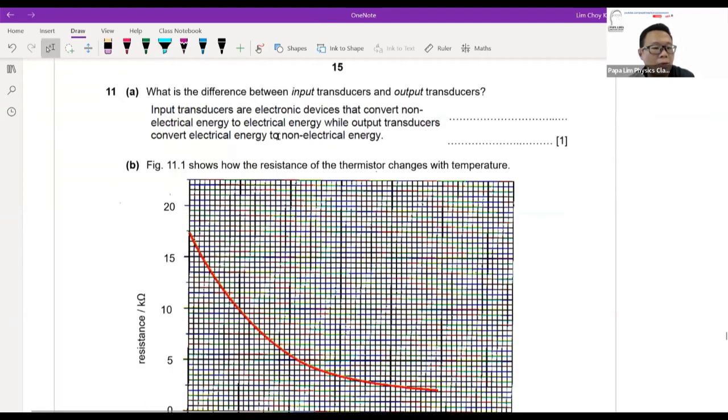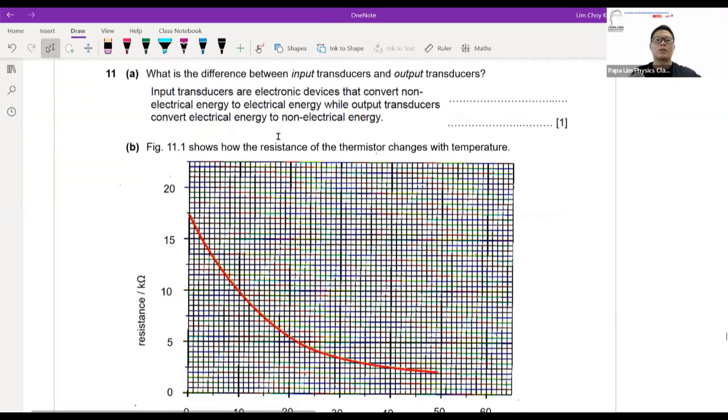Now, question 11 will be slightly tricky. It talks about transducers, input and output transducers. Students have to know the function of input and output transducers. For an input transducer, the most important thing is that it takes in other signals, other energies, and converts them to electrical energy. An output transducer is the reverse: it uses electrical energy and converts it to another form of energy. This is one of the things you have to take note of.